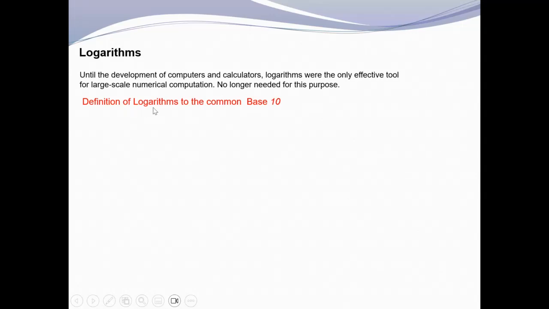The definition of logarithms to the common base 10. You have y equals log base 10 of x, which is the same thing as y equals log of x.